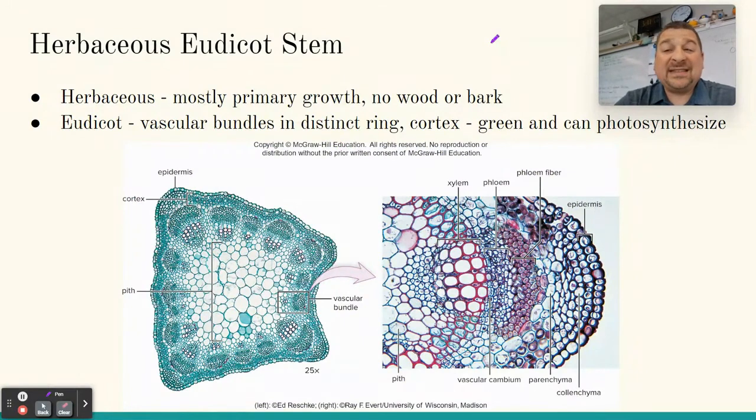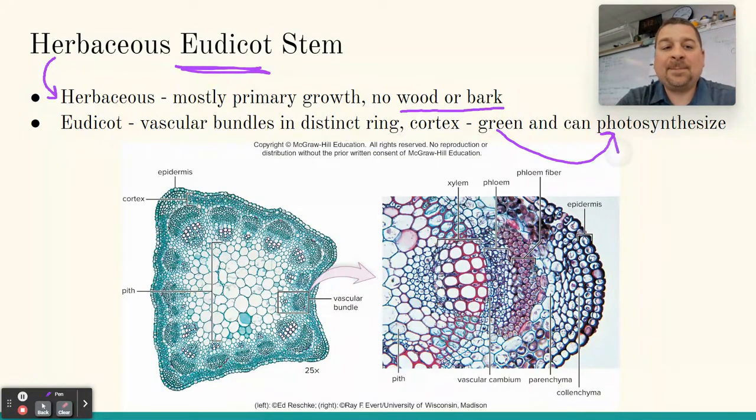When we compare the stems of a dicot to a monocot, we'll look first at the dicot stem. On the dicot stem, we often talk about the herbaceous one. We'll talk about the woody ones a little bit later in this video. Herbaceous usually means no wood or no bark, so usually green, which means they can photosynthesize.